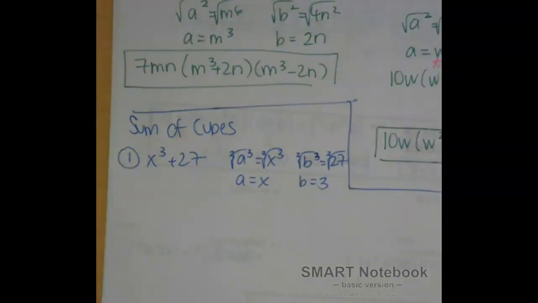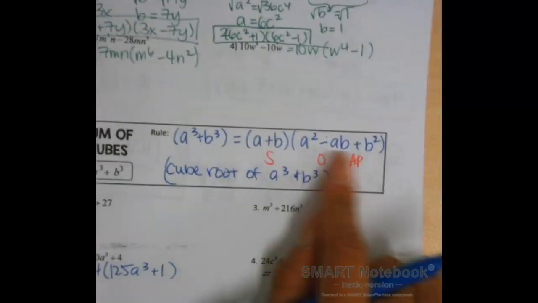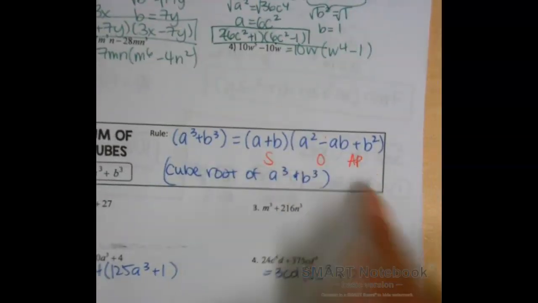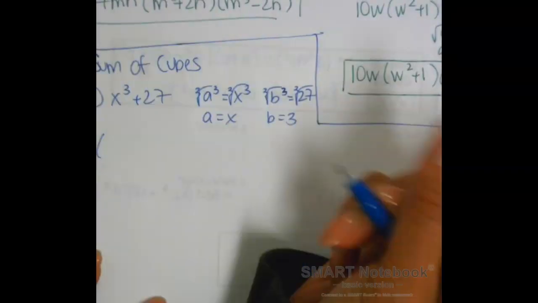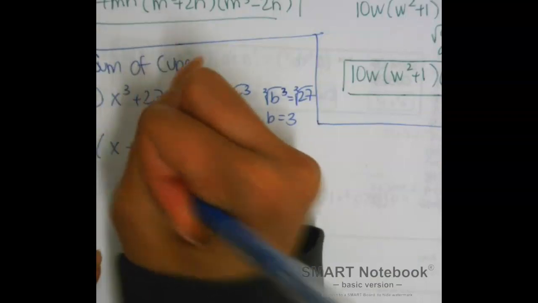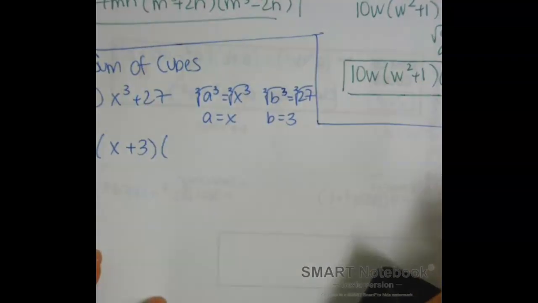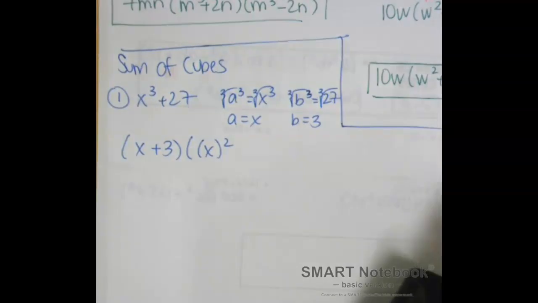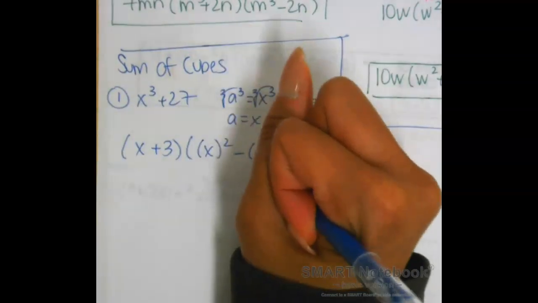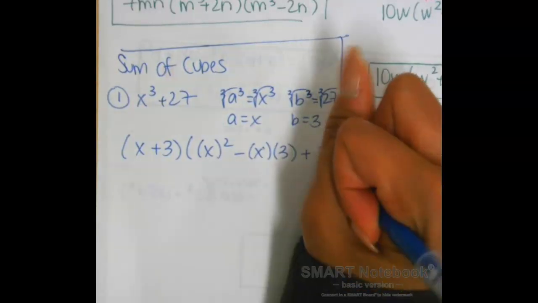What I'm going to use is the same formula from the front side of my page to actually write my answer. So I am recopying this formula, and I'm remembering SOAP to help me with the signs. So we're going to first have a plus b, which is x plus 3, because your sign is already positive, so you're going to keep it positive. For the next one, look up at the board, guys, to see what I'm writing out so you don't mess this up. We're doing a squared minus a times b plus, that one's always positive, b squared.